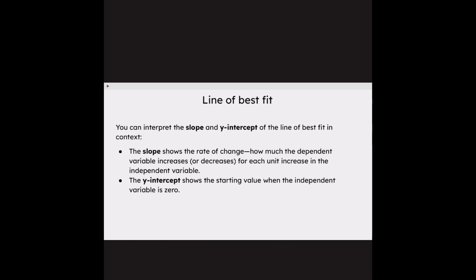You can interpret the slope and y-intercept of the line of best fit in context. The slope shows the rate of change, or how much the dependent variable increases or decreases for each unit increase in the independent variable. And the y-intercept shows the starting value when the independent variable is 0. This is basically just like how it is with regular linear graphs.